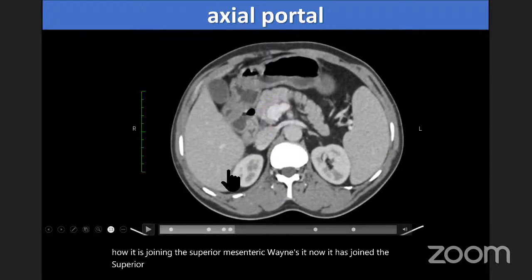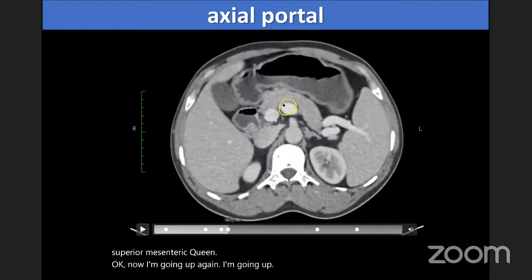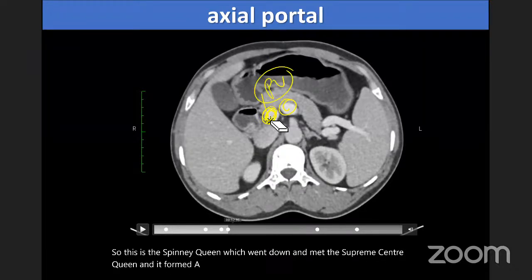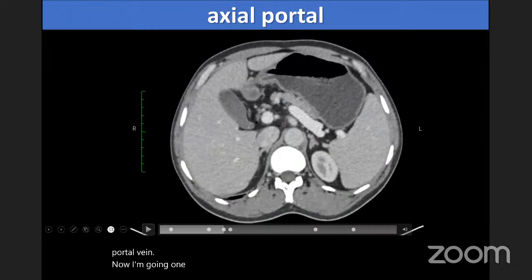Okay. Now I'm going up again. So this is the splenic vein, which went down and met the superior mesenteric vein and formed a portal vein. This is a portal vein. Okay, so this is the portal vein. Now I am going one more step upper.